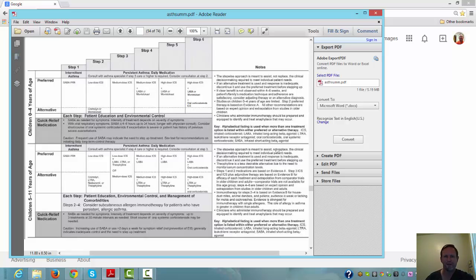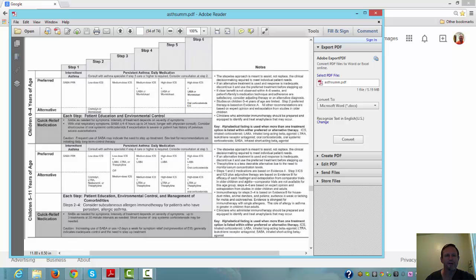Let's read under the children 5 to 11. The stepwise approach is meant to assist, not replace, the clinical decision-making required to meet the individual patient needs. If an alternative treatment is used and response is inadequate, discontinue it and use a preferred treatment before stepping up. Theophylline is a less desirable alternative because of its need for serum monitoring. It talks about step 1 and 2 medications being based on evidence A, which is defined at the beginning of this document, where evidence A is the highest amount of good evidence. Step 3 of inhaled corticosteroids and inhaled corticosteroids plus adjunctive therapy are based on evidence B for efficacy.